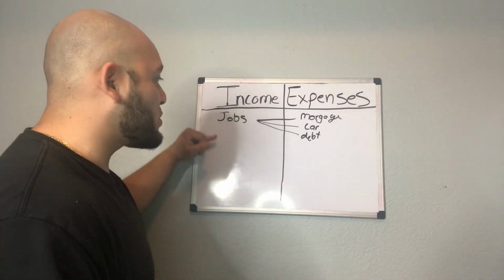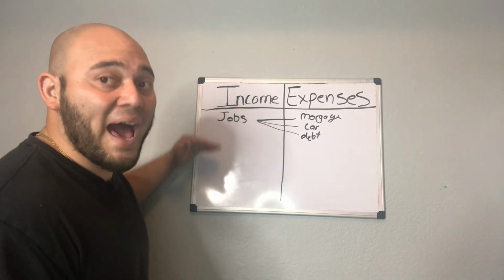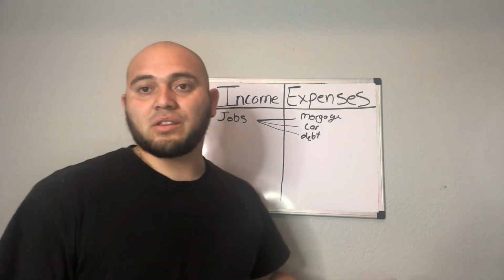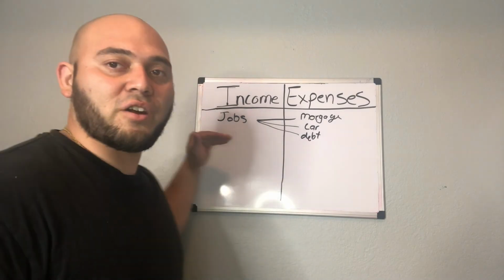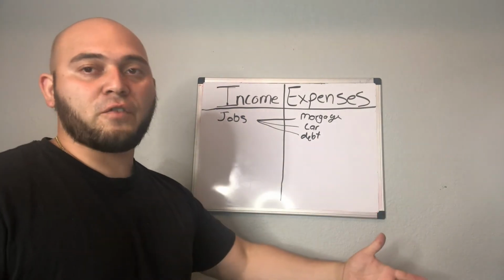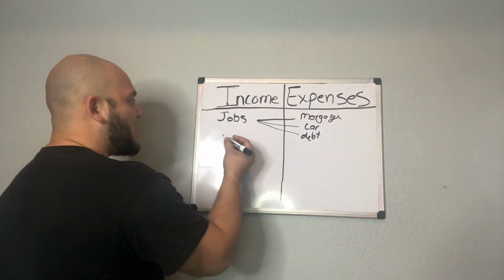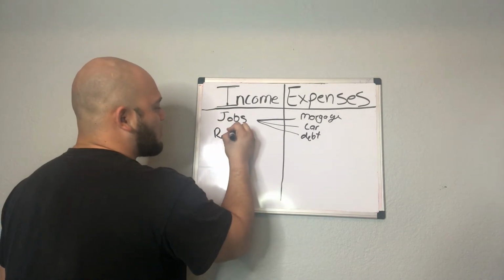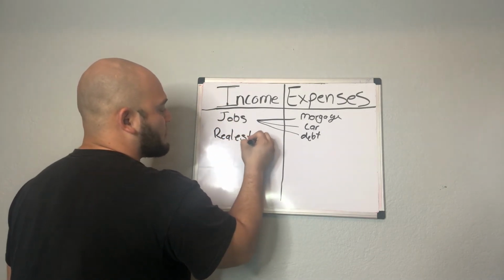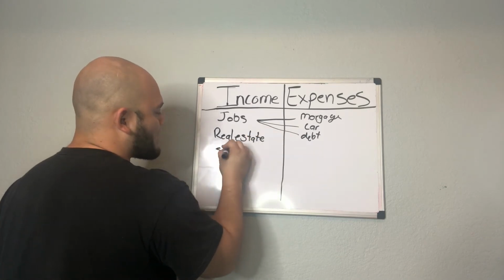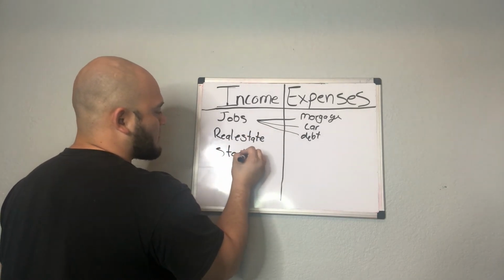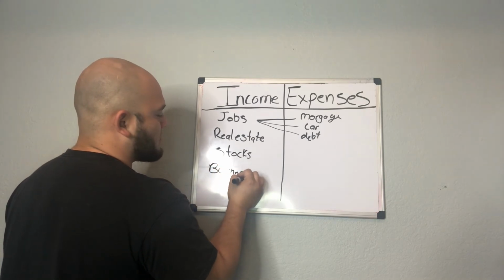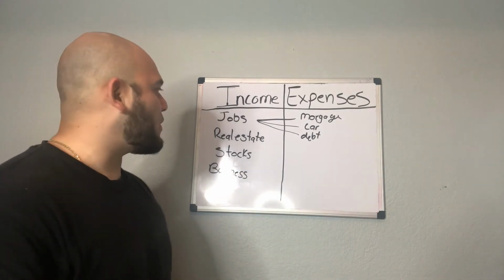But if you have multiple streams of income, multiple assets or different types of assets, your liabilities, you know, they're not going to mean too much because your assets will always pay for your expenses, okay? For example, now, let's change this. If we have real estate, like a real estate property, if we had stocks, okay, and if we had a business, okay, let's break it down a little bit further.